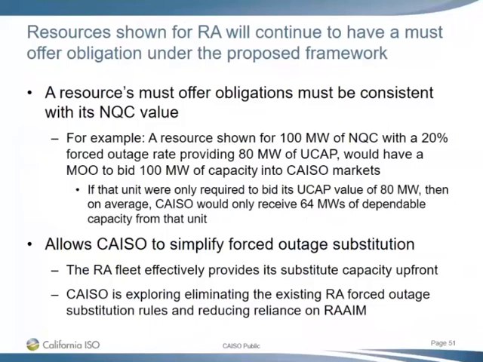Just to compare, if we were to put the must-offer obligation on the UCAP value of 80, then on average we would only receive 64 megawatts of dependable capacity from that unit. So that would be inconsistent with what we're relying on that unit to provide. That example just demonstrates why we want the NQC to be the basis of the must-offer obligation. This also allows the CAISO to simplify forced outage substitution because it would basically be providing the substitute capacity up front. And it would also allow us to eliminate existing forced outage substitution goals and also potentially reduce the reliance on RAAIM.